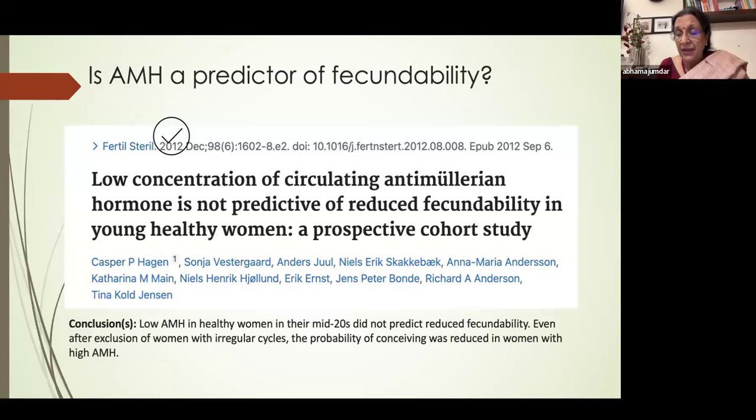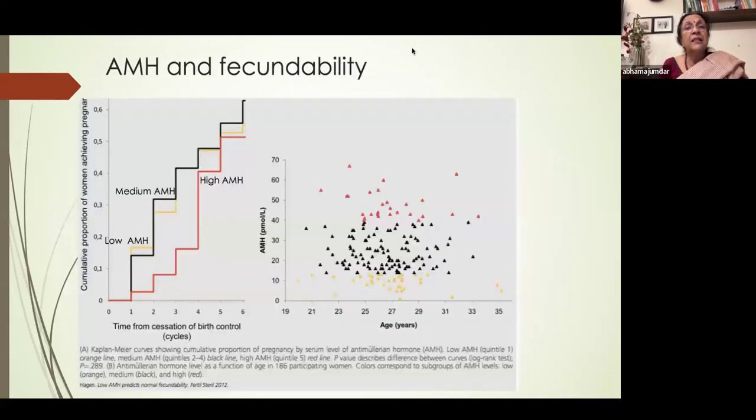So don't panic. Then, and this was their observation, AMH and fecundability. And you see what the black line shows: medium AMH, the yellow line is low AMH, and the red line is high AMH. Time from cessation of birth control, when they have started trying to conceive. This is the cumulative proportion of women achieving a pregnancy.